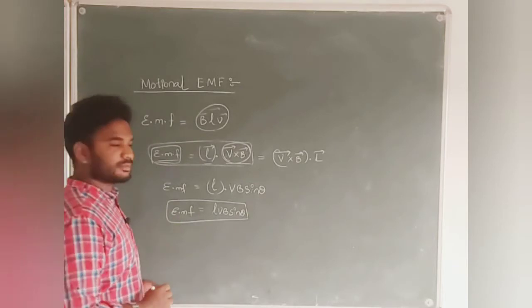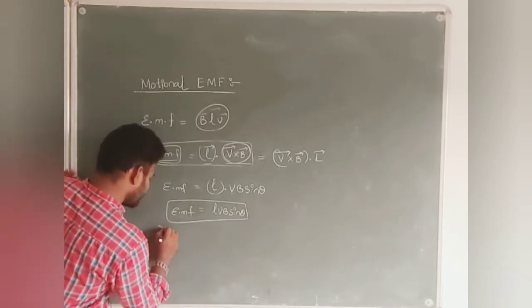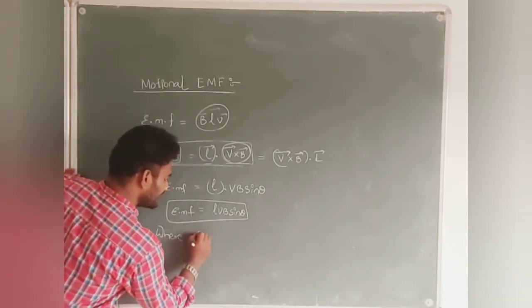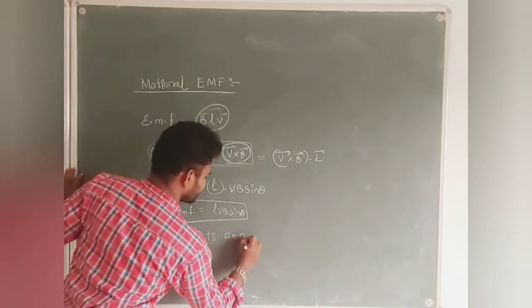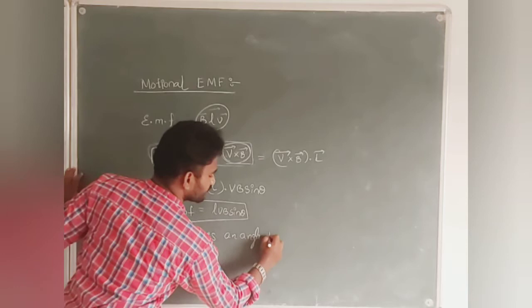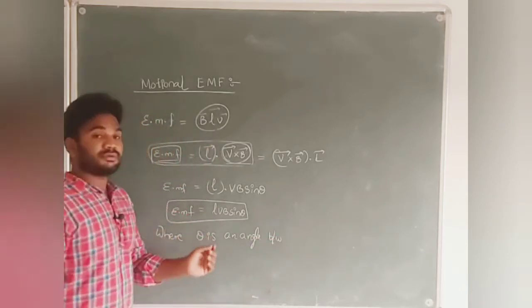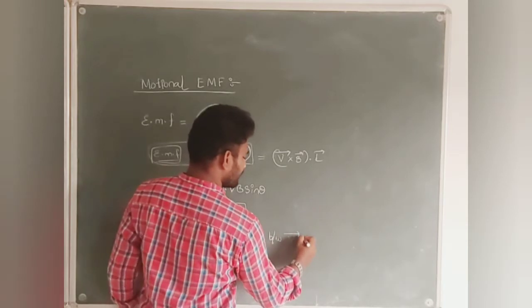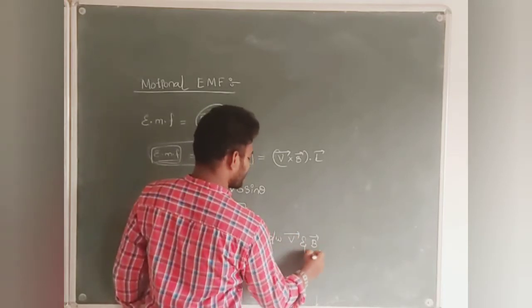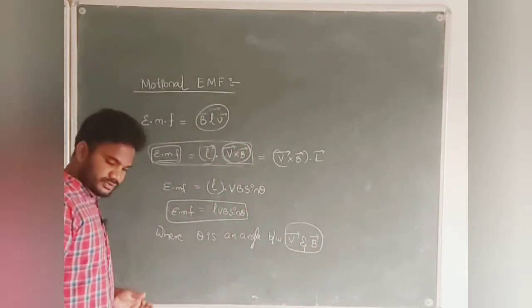It's a very important formula, where theta is an angle between. Can you tell me what theta is here? Theta is an angle between, tell me first, V bar and B bar. Very good. V bar and B bar, students. Very, very important point it is. Make a note of this, students.